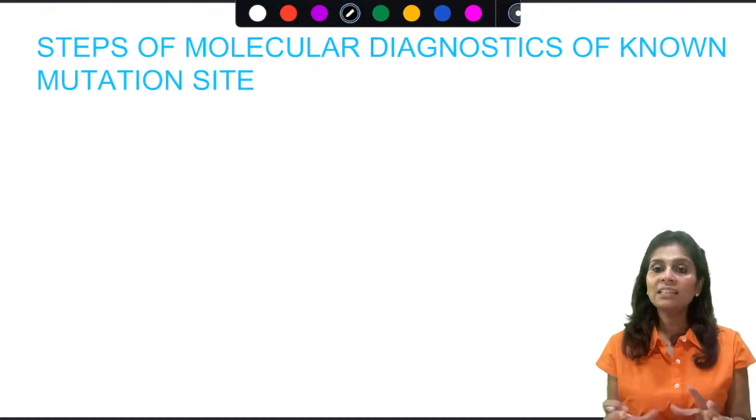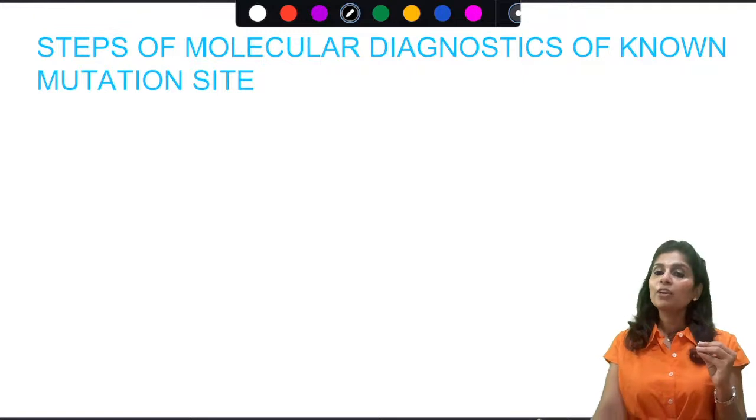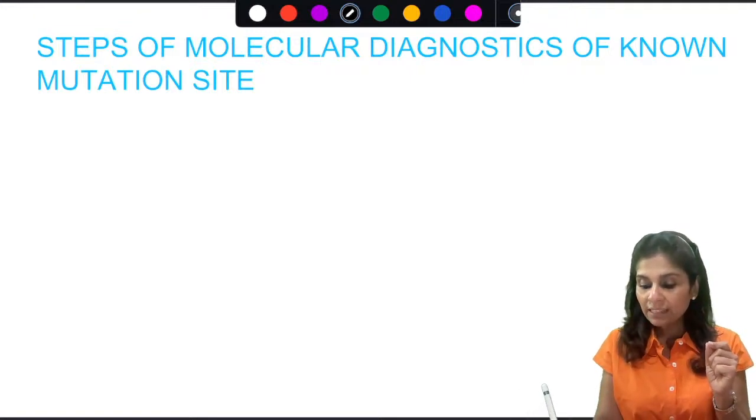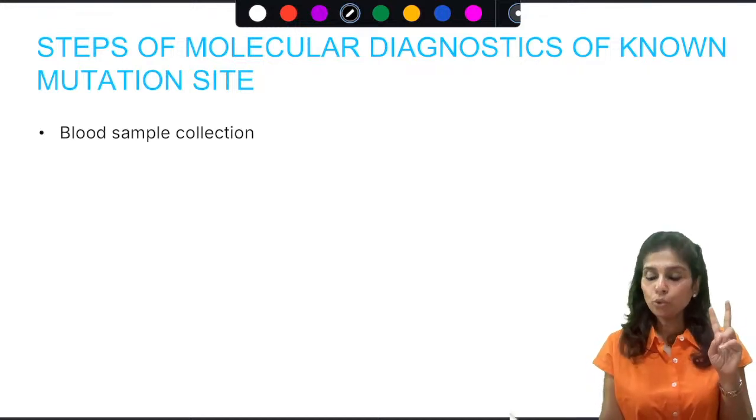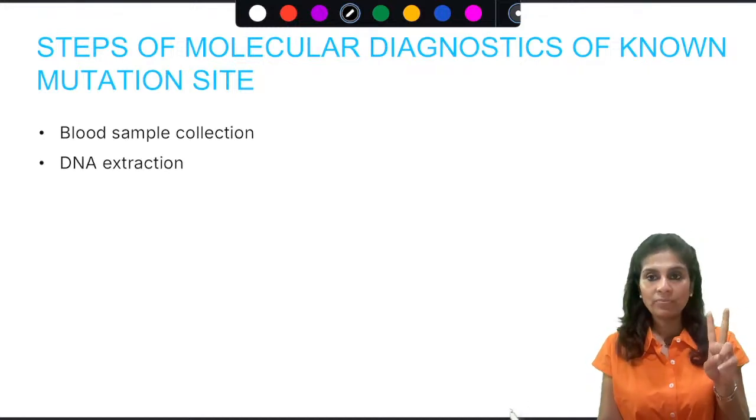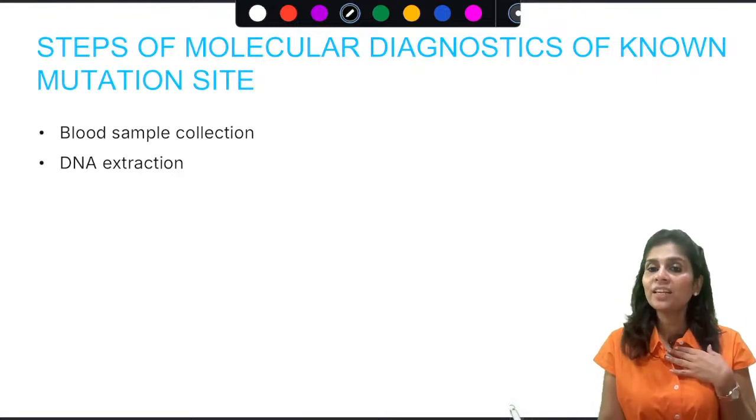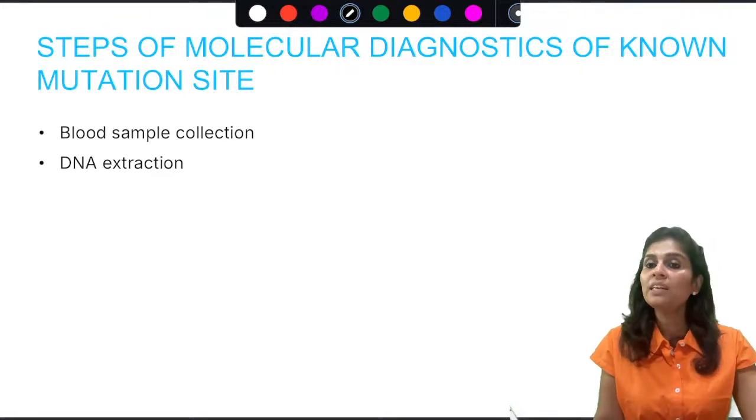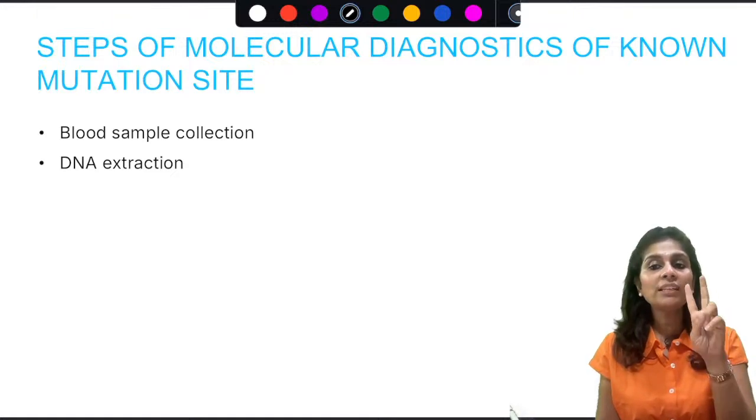Step number 1: it's a molecular diagnostic technique, and for any molecular diagnostic technique, step number 1 will be sample collection. In this case, I'm collecting a blood sample. Okay. Step number 2 is DNA extraction. Once I've extracted DNA from a blood sample, I mean to say that I've extracted all 46 chromosomes of the individual and I have all 25,000 genes of the individual.